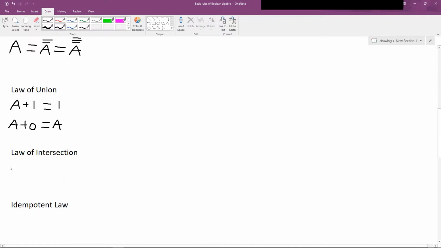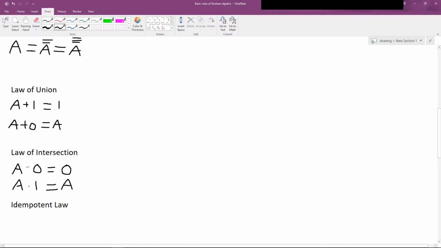The law of intersection is like the one above. However, we use AND gates instead. So we have A ANDed with 0, which gives whatever the value. No, actually it always gives 0, while A ANDed with 1 always gives A.